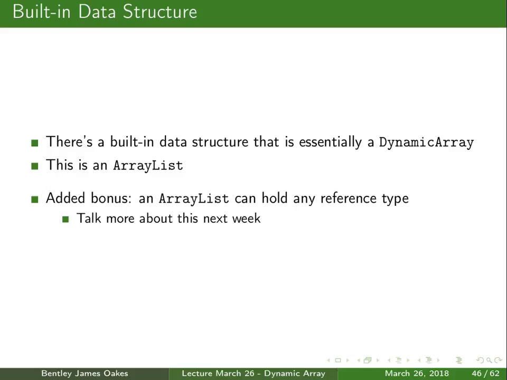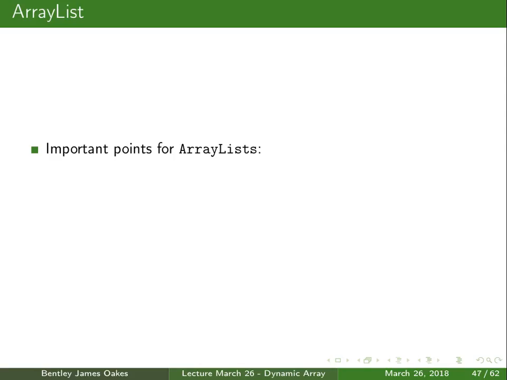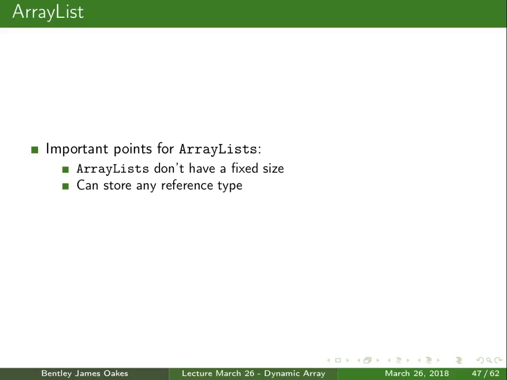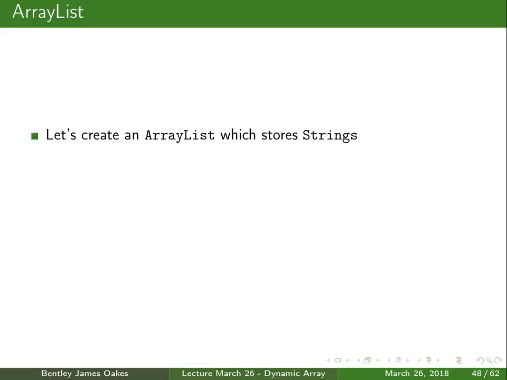Okay. And as an added bonus, we just did a dynamic array for integer types. But an array list can hold any reference type, which is super, super useful. But I'm going to talk about that next week. Okay. So just to discuss array lists, I'm going to show you code in a second. Array lists don't have a fixed size. You can add things to them and remove things from them, and that changes their length. They can store any reference type. And you have methods to add, delete, and check if something exists. So let's create an array list that stores strings.